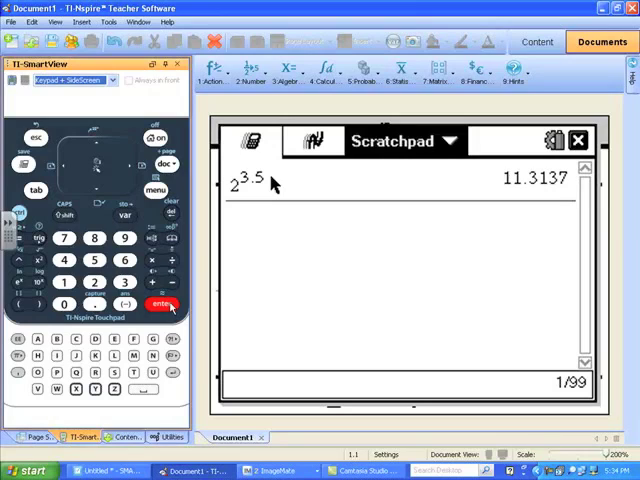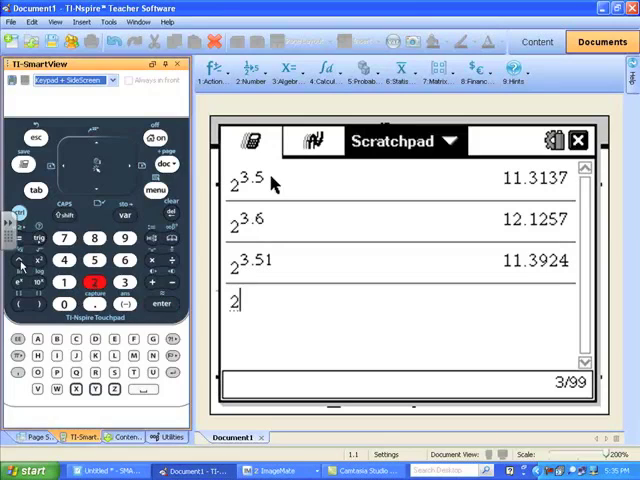So the problem that faces us now is how are we going to find that value of x? I guess we could sit here and just do a lot of this, right? Oh, that's too much. Okay, let's try it again. So now let's go with 3.51. Okay, not enough. 2 raised to the 3.52. Okay, and we're getting closer.